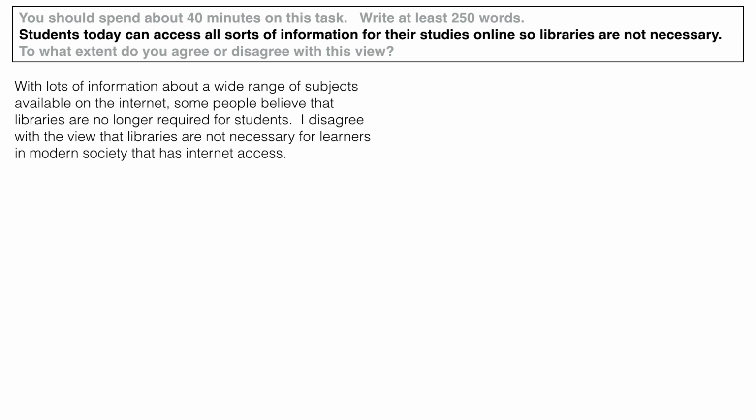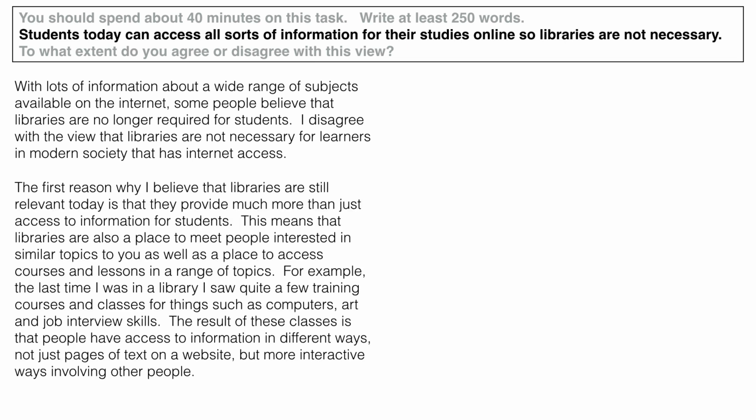So looking at paragraph 2, topic sentence, the first reason why I believe libraries are still relevant. So again, my opinion is in there. I believe libraries are relevant. It's an opinion essay. Your opinion should be clear throughout the essay, not just in the first paragraph. Your opinion needs to be strong.